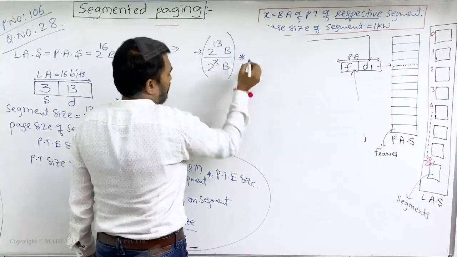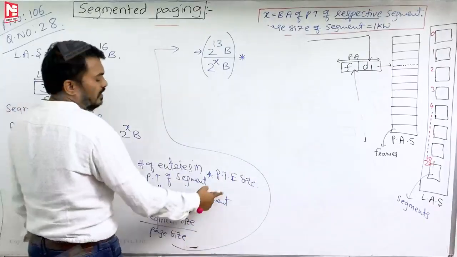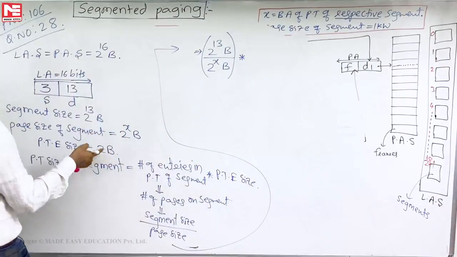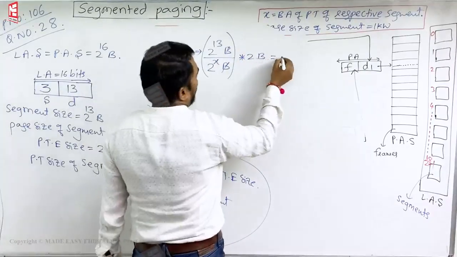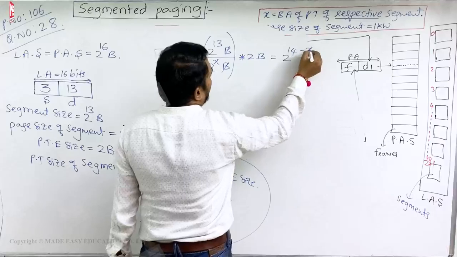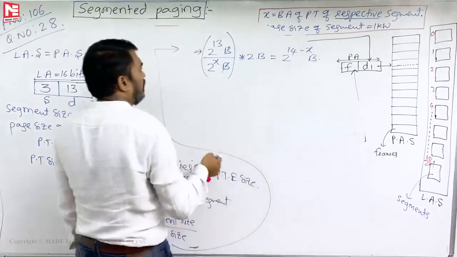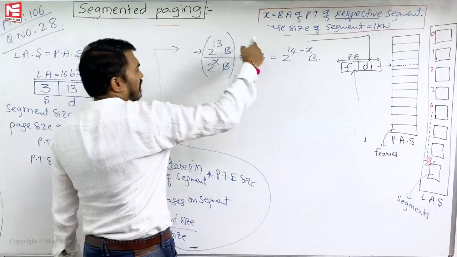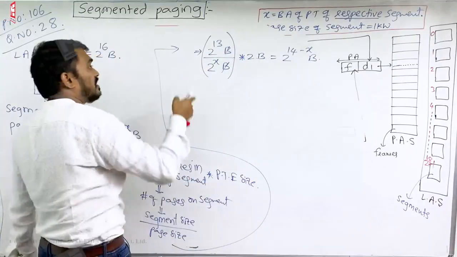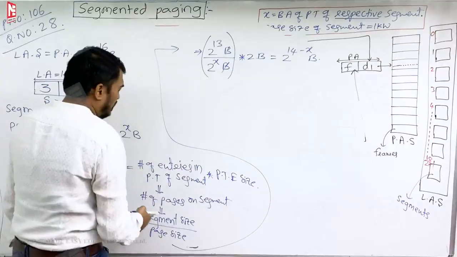So multiply with the entry size. The page table entry size will be, how much is given? 2 bytes is given in the question, that is 2 bytes. So the bytes cancel, and this value is 2 power 14 minus x bytes. So this is 2 power 13 times 2 power 1, that is 2 power 14, and x going up will become minus x. Right. So this is the page table size of a segment.